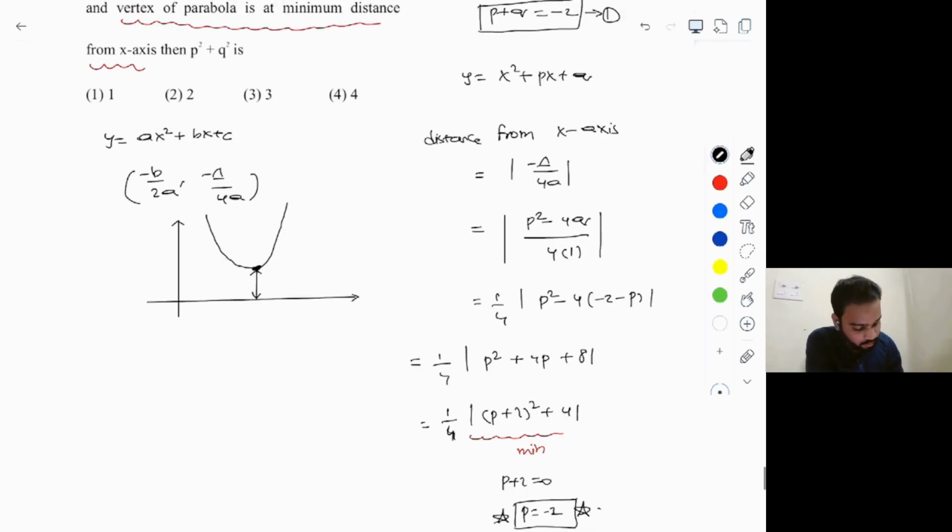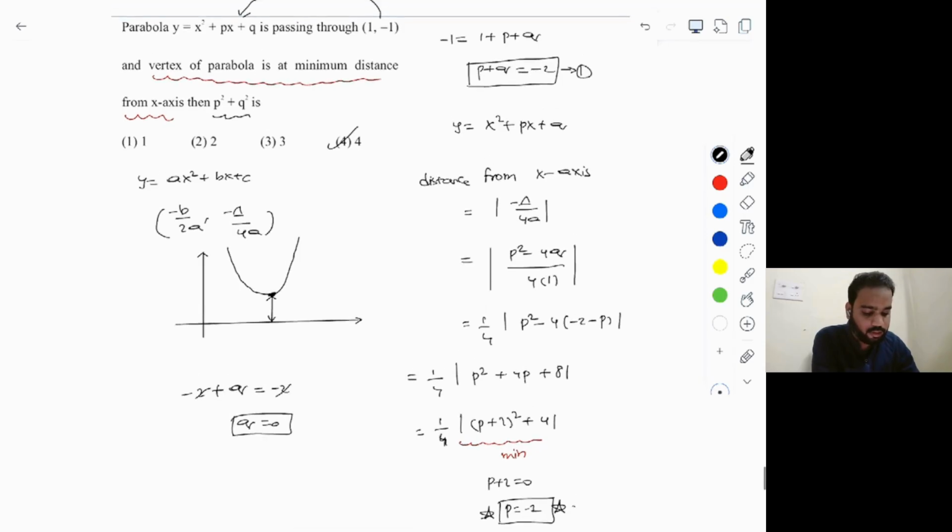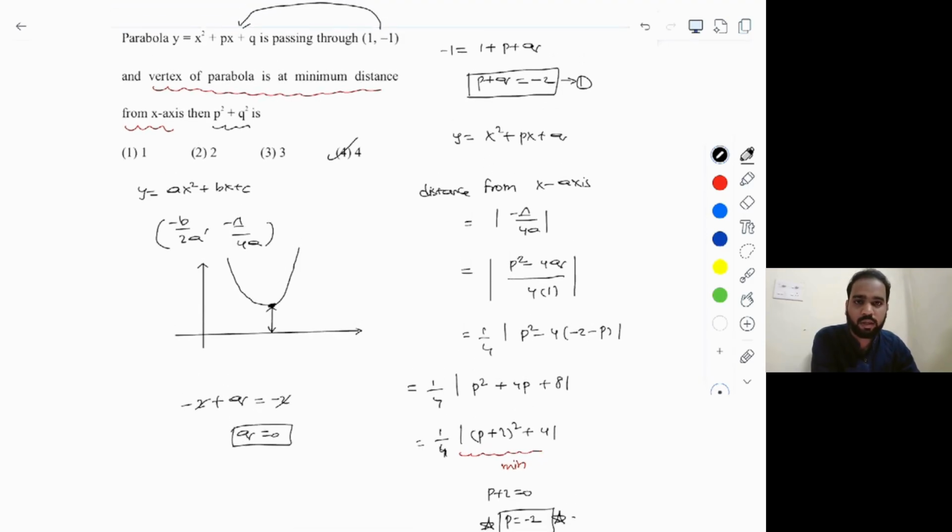And you can substitute back this value in the condition number 1. That is, p plus q is equal to minus 2. So minus 2 plus q is equal to minus 2, which implies q is equal to 0. So you have got both the values of p and also q. And at last, they are asking the value of p square plus q square. In this case, it will be 4, which is option 4 here. So once you get the idea of using the vertex concept, then it is a very simple question.